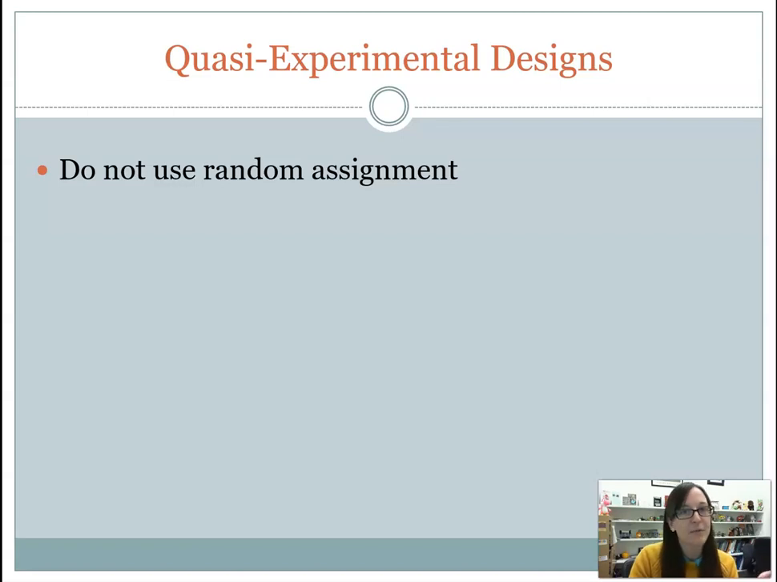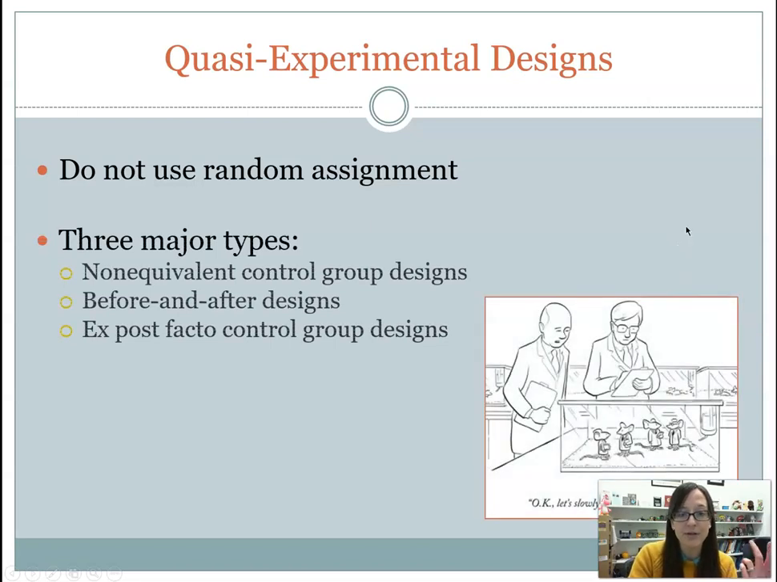So they have two groups and they're measuring the dependent variable after the fact, but they can't meet that random assignment requirement. So then it becomes a quasi-experimental design. So there are three major types. You've got non-equivalent control group designs, before and after designs, and ex post facto control group designs.